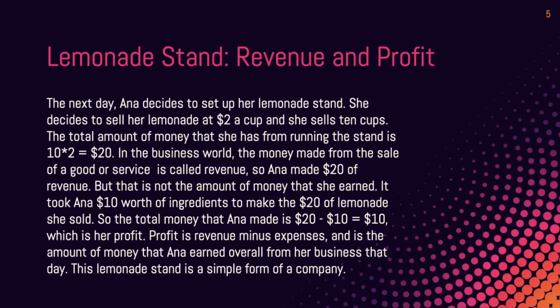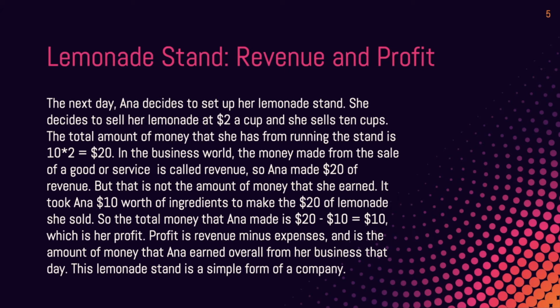Remember, it took Anna $10 worth of ingredients, which we calculated on the previous slide, to make the $20 worth of lemonade. So the total amount of money that Anna made is the $20 of revenue minus the $10 of expenses, which is $10. The $10 she earned is called profit. Profit equals revenue minus expenses, and that is the amount of money that Anna earned overall from her business that day. The lemonade stand is a simple form of a company.